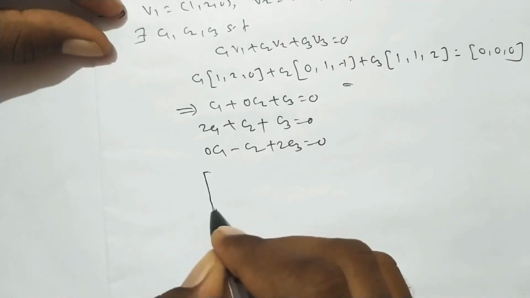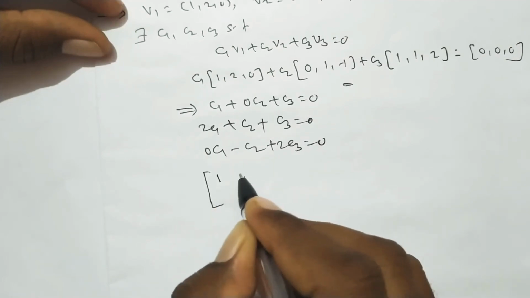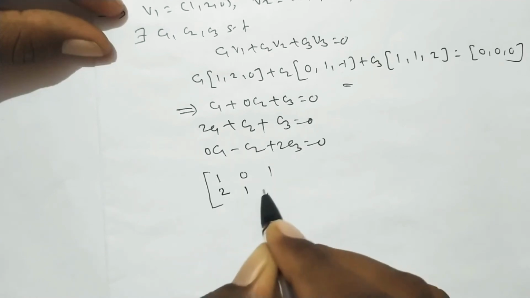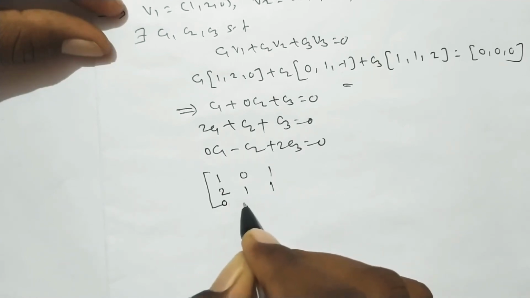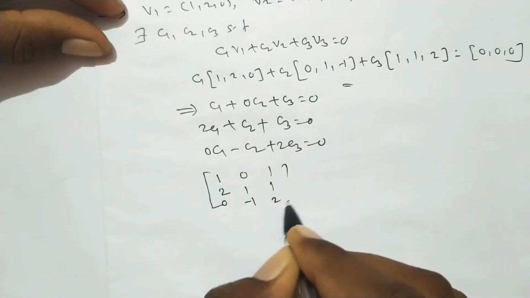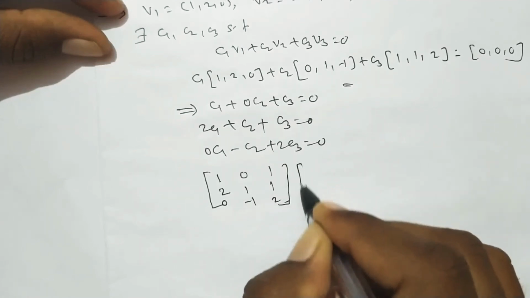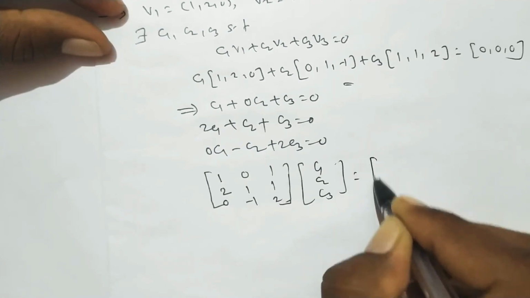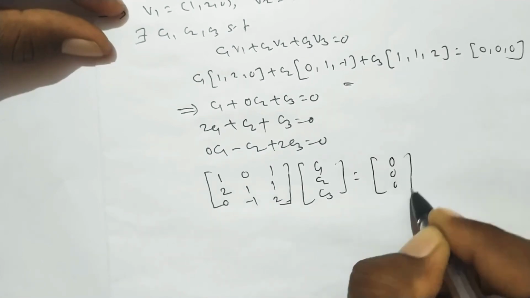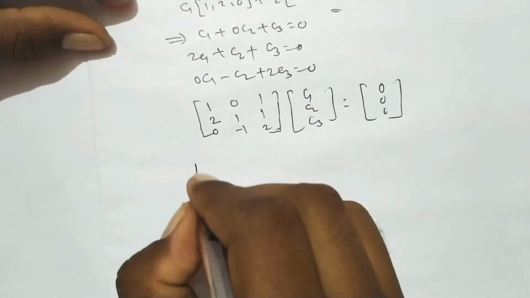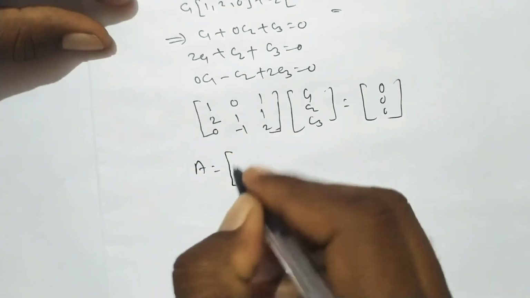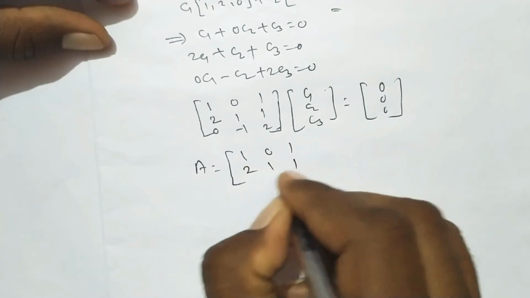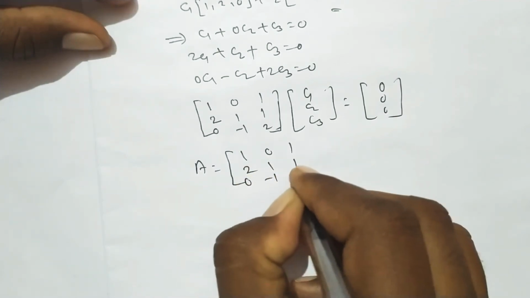Okay, if we write this system in matrix form, then the coefficient matrix is [1 0 1; 2 1 1; 0 -1 2] times [c1 c2 c3] equal to [0 0 0]. So this is the homogeneous system. Take matrix A. Matrix A is the coefficient matrix here: 1 0 1, 2 1 1, and 0 -1 2.